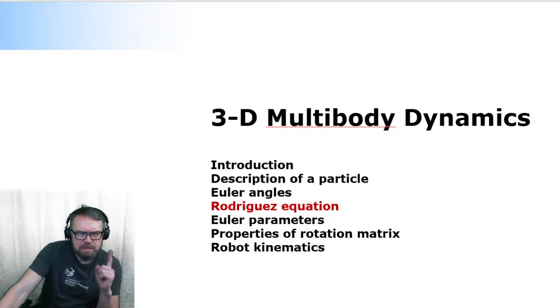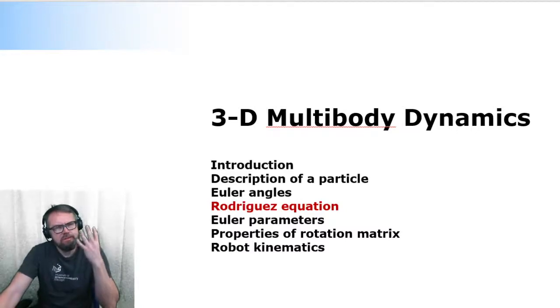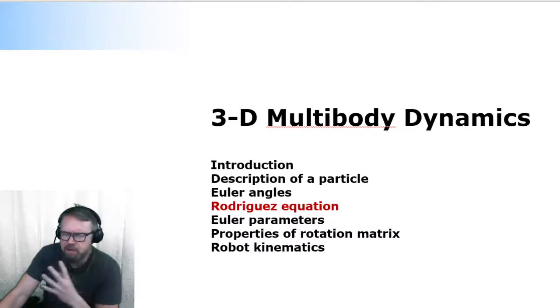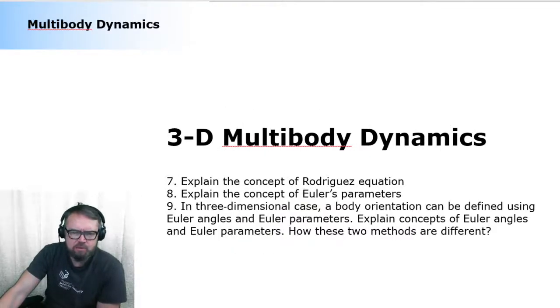But the solution is that we're using four parameters. Four parameters. Conceptually, like, what? Four parameters. So how is it even possible to do that? And I think the easiest way to do it is by first taking a look at the Rodriguez equation.